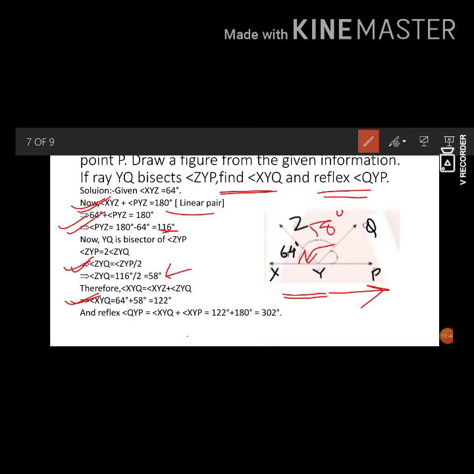Next is reflex of angle QYP. Now QYP is this angle. Reflex of QYP is everything apart from that angle. So this full angle is our QYP. For reflex of QYP, we already found XYQ. To it we will add XYP, which is a straight line. So to XYQ we have added a straight line, 180 degrees. So reflex of QYP is 302 degrees. So this is our required answer.